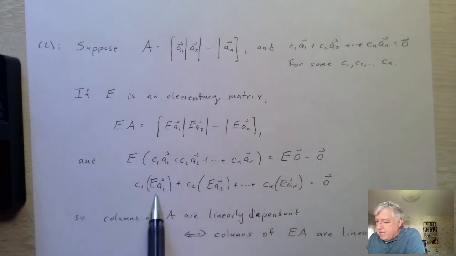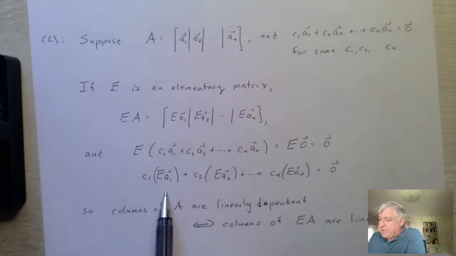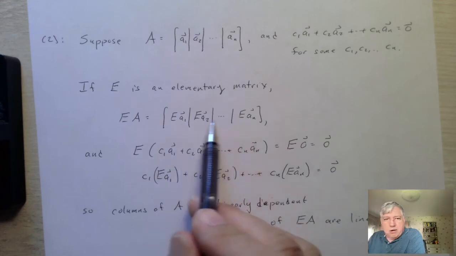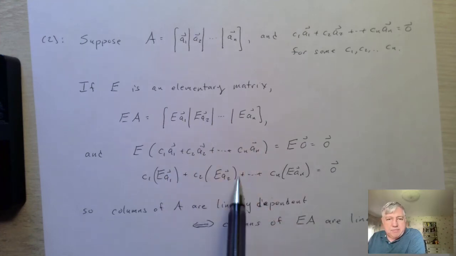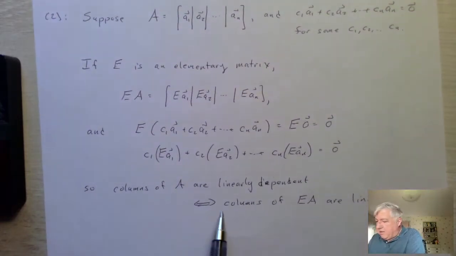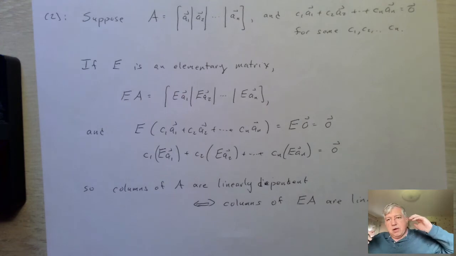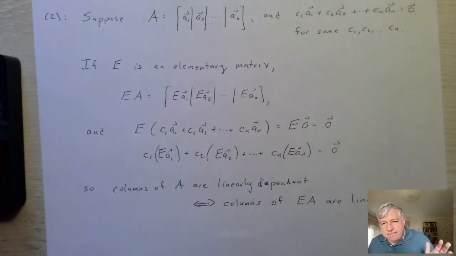This is EA1 plus EA2 and so on, right? So we're going to get the same dependence on the columns here that the columns up here satisfy. So if the columns of A are already linearly dependent, then the columns of the new matrix will be linearly dependent. And similarly, if they're already independent, then they will be independent in the new matrix, right?